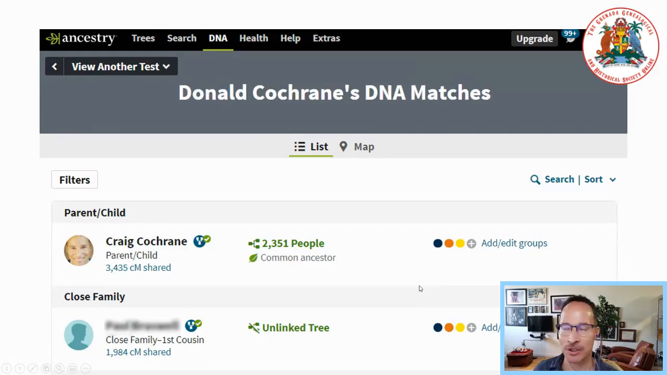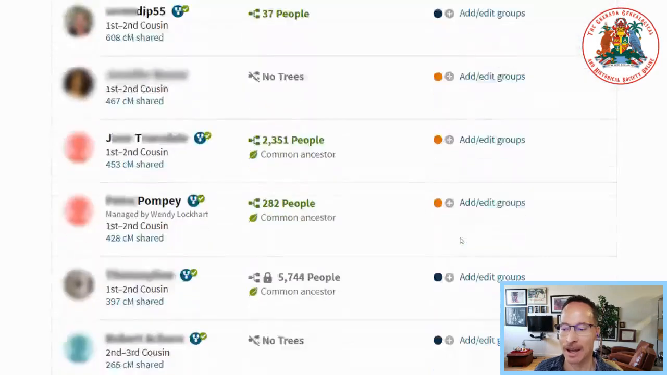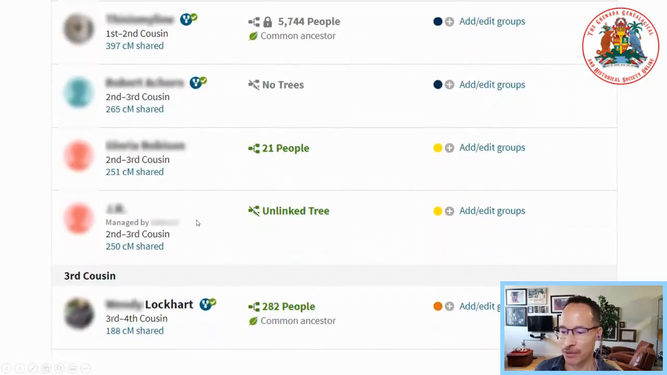So this is called clustering. It's something that you cannot do on 23andMe, but you can do on Ancestry, and it is extremely helpful. So I'll just scroll quickly through my dad's results, and you can see I've clustered everyone into groups. I've blurred out names and pictures just for privacy.